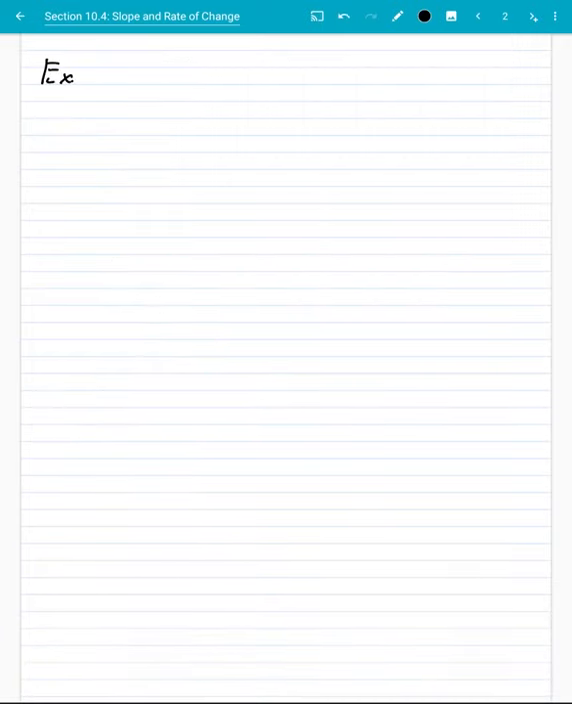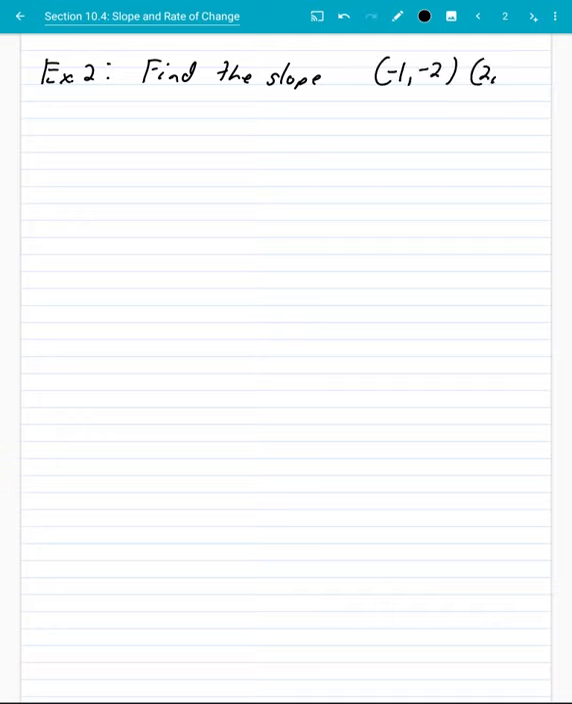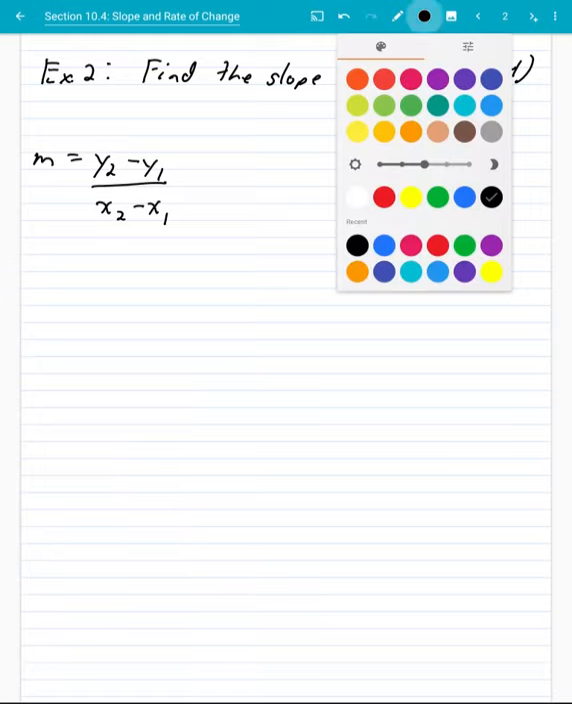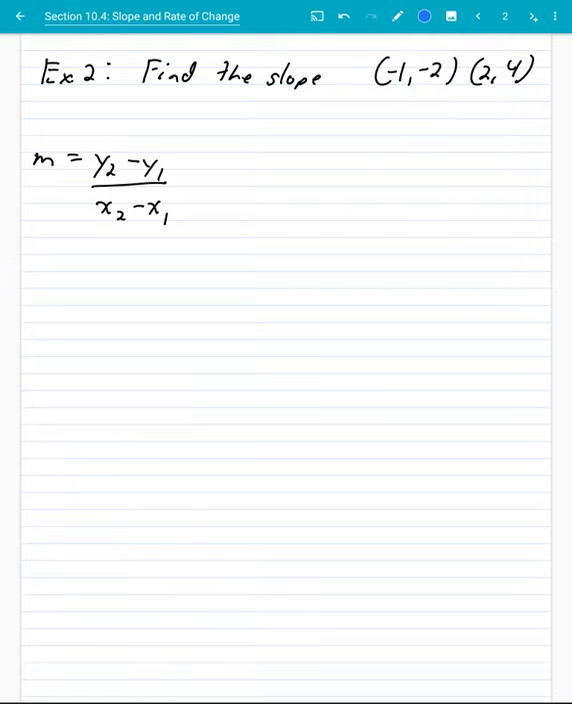Try another one. All right, so it says find the slope. And it wants us to find it between negative 1 comma negative 2 and 2 comma 4. Looking at these, it says find the slope, so I immediately write down my slope equation. And we go ahead and label our points. This is x1, y1, x2, y2.